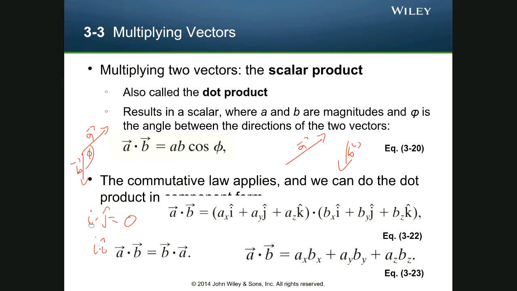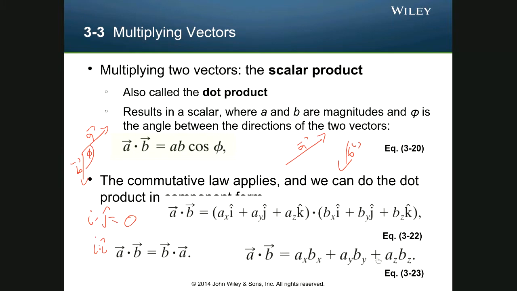However, that makes this more convenient, right? Because you have all the terms that aren't, right, the I dot J and the I dot K terms, we already know those are going to go away. So we'll only have to consider the I dot I, J dot J, and K dot K terms in our evaluation of the dot product in component form.